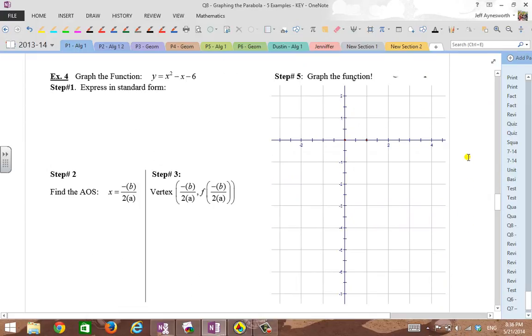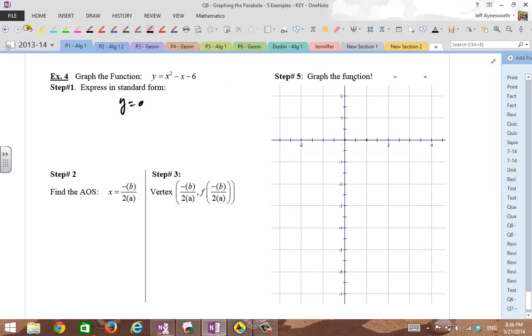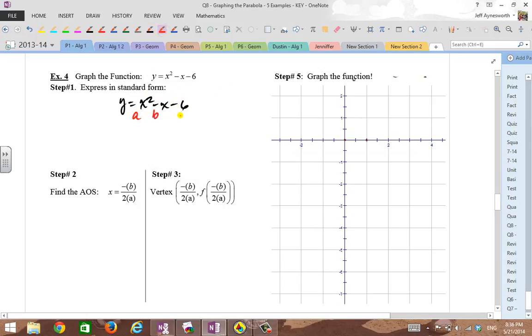We've got example 4 here. Let's express in standard form first. y equals x squared minus x minus 6. In this case, a is 1, b is -1, c is -6. So let's state that: a is 1, b is -1, and c is -6. I'm going to substitute those in and find my axis of symmetry first.